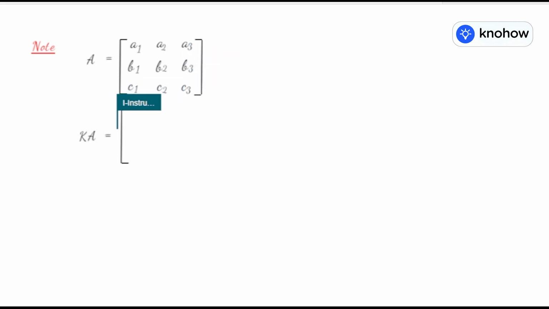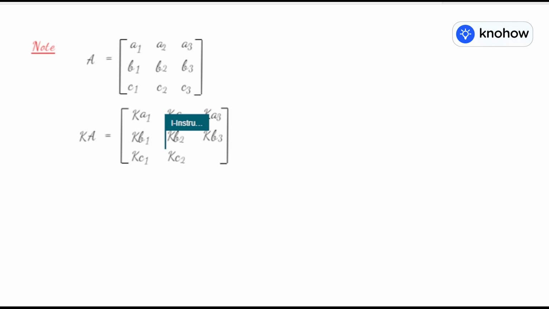Then further I wanted to tell you another note. Suppose you have a matrix, let me call it matrix A. Given is a matrix A1, A2, A3, B1, B2, B3, C1, C2, C3. What will be the matrix KA? The matrix KA will be obtained by multiplying each element by K. That is KA1, KA2, KA3 and KB1, KB2, KB3, KC1, KC2, KC3.